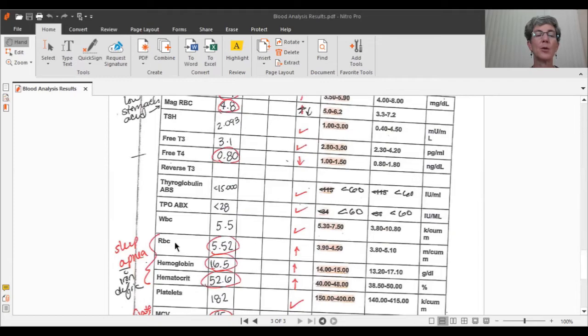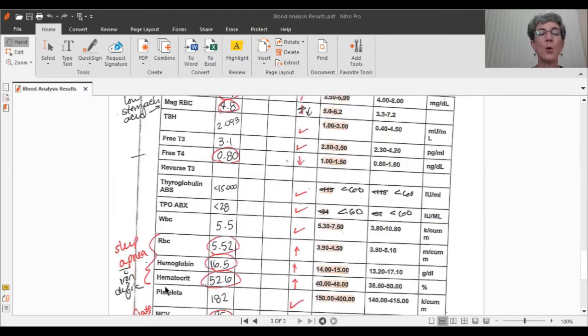And the red blood count is your actual blood cells. The red blood count will go up when there's low iron and low red hemoglobin and hematocrit, because it's trying to make up for the low iron count and the low hemoglobin hematocrit count. It will also go up along with the hemoglobin and hematocrit when there's sleep apnea going on.